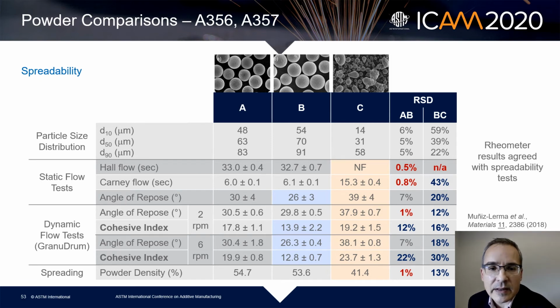This group then again did those spreading tests and came up with spreading density. In this case, the spreading densities were almost indistinguishable. So A and B again were very similar, whereas C was obviously not as good.